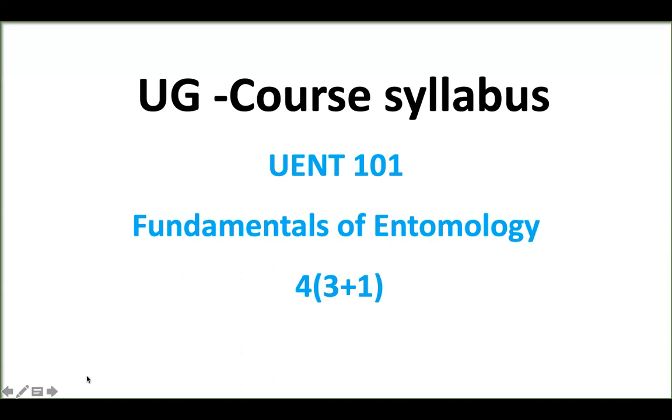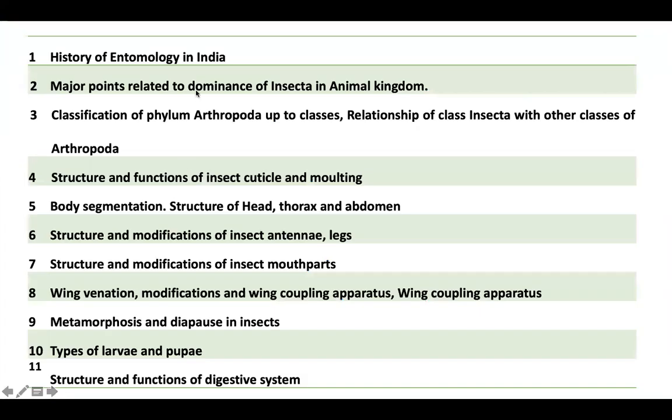Entomology means study of insects. So here you will study the history of entomology, like from where entomology has started and what is the significant contribution of different scientists, and then major points related to the dominance of Insecta in the animal kingdom, like why insects are so dominant. There are different phyla and different classes, among which Insecta is one of the classes which belongs to the Hexapoda. So why are they so dominant? They account for more than 60%. So what is the reason for their dominance?